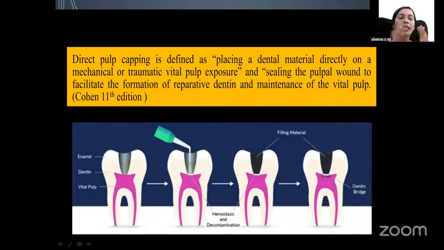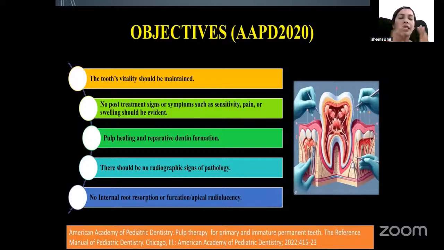This is very important to keep in mind because some of the questions that have been asked are actually option forms. Very important to know the objectives. The first is the tooth vitality should be maintained. So we know that the pulpal vitality should be maintained in a vital manner, right? No post-treatment signs or symptoms after a vital pulp capping.